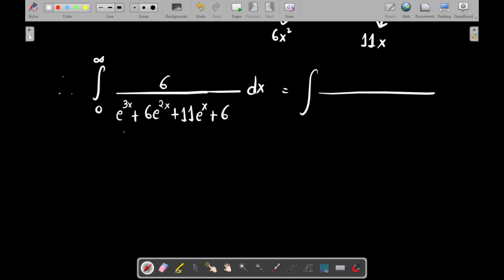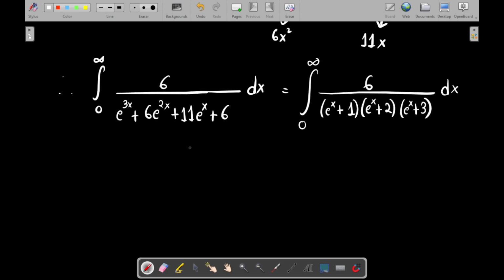But here the first term is e to the power x whole cube, and this is e to the power x whole square. So this can be factorized as e to the power x plus 1 times e to the power x plus 2 times e to the power x plus 3, and the numerator is 6 and the limits are as they are, 0 to infinity. When you expand this using the formula, you will get the left hand side.